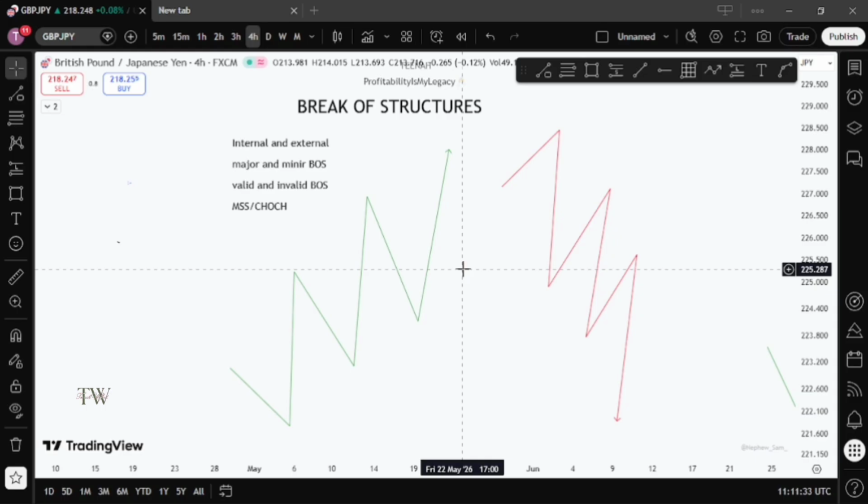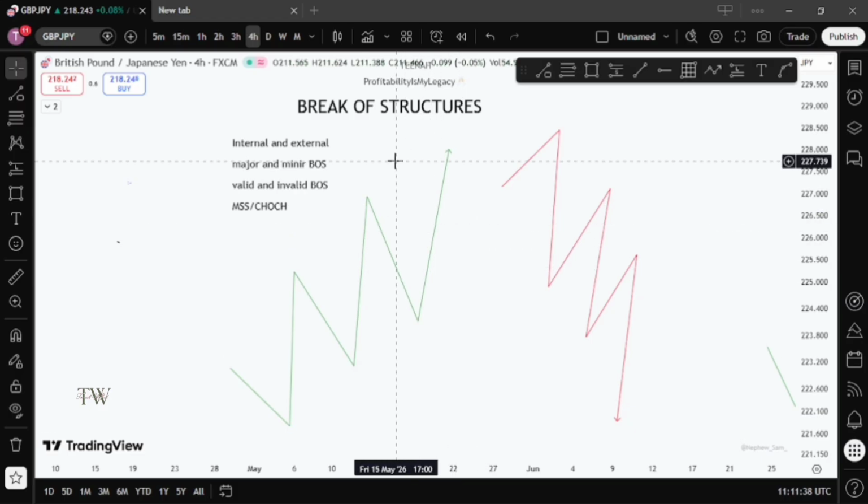Today we are going to be talking about break of structures. In the last video on the advanced playlist here on YouTube, we talked about market structure, and we were able to cover the basic and the advanced market structures. And today we want to talk about the break of structures.